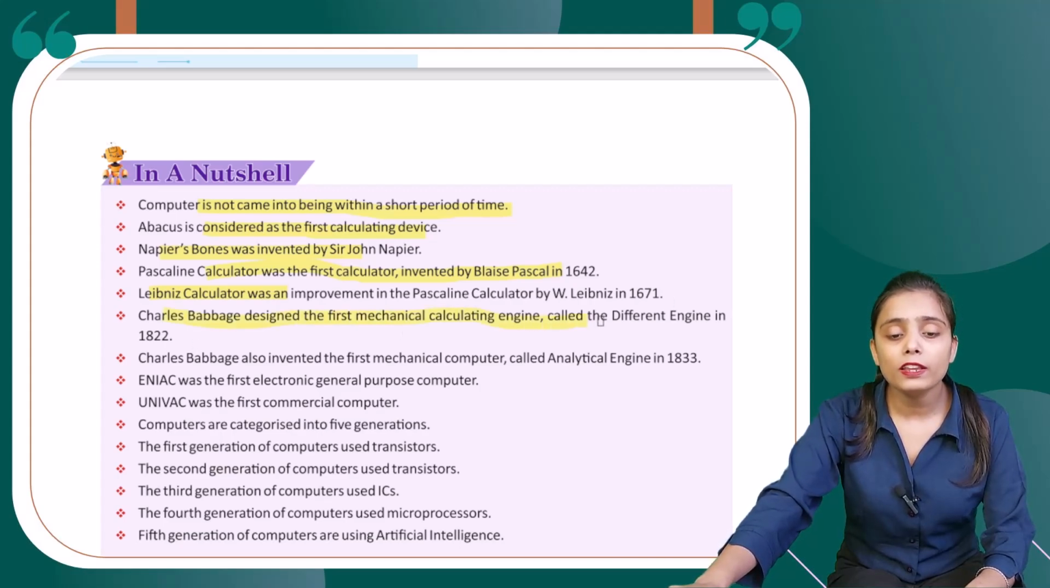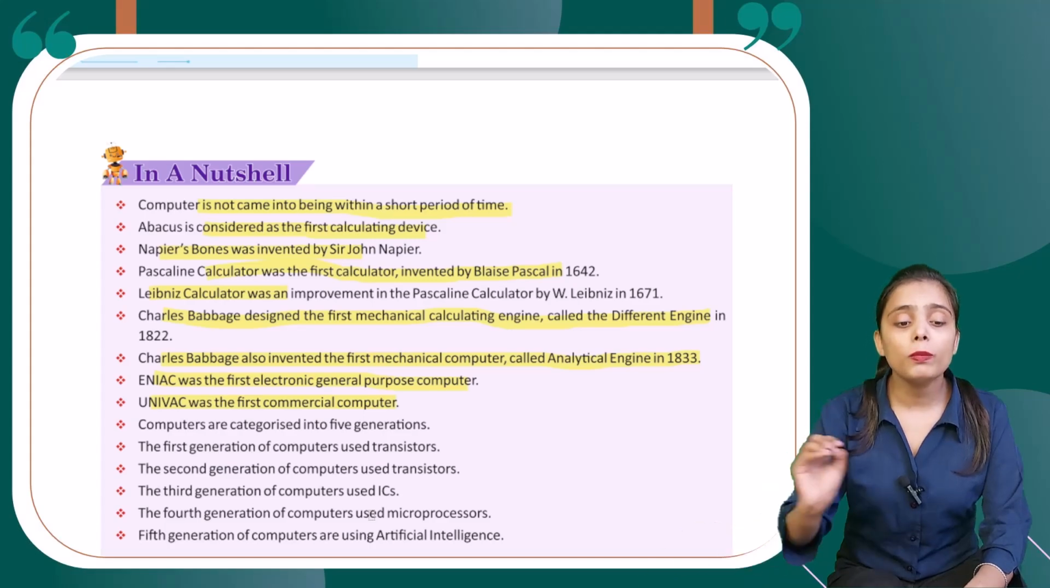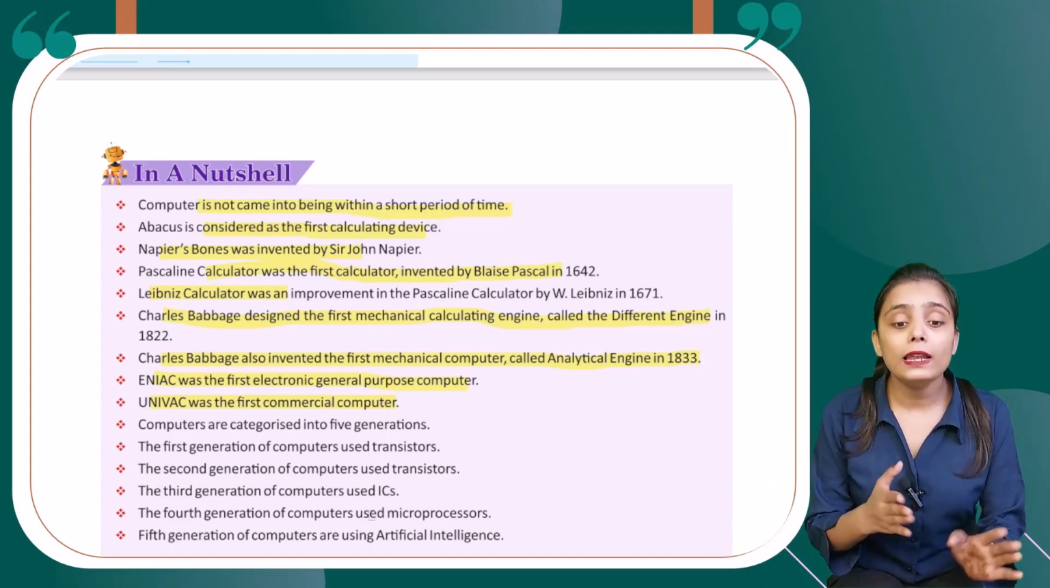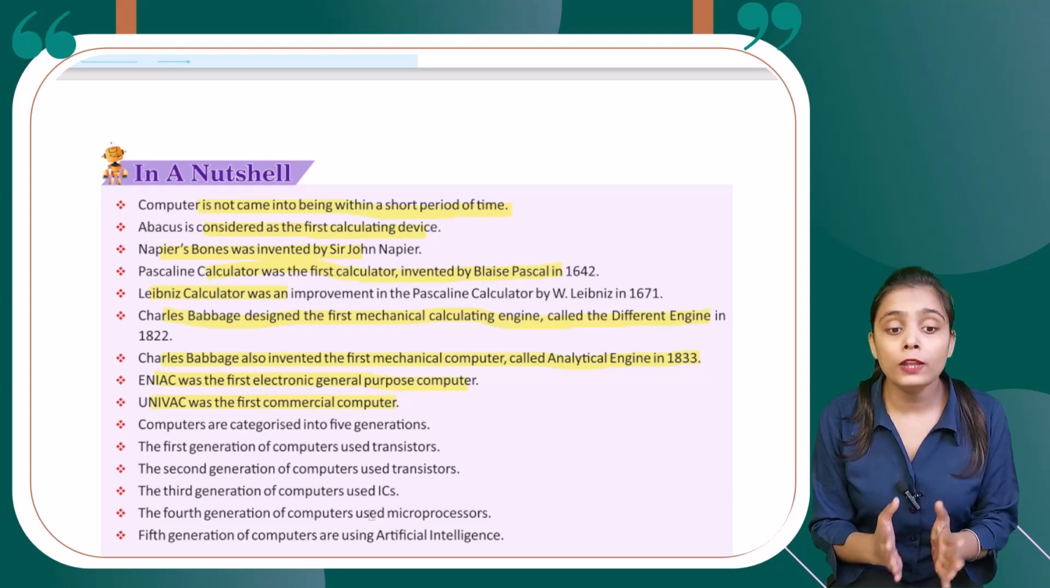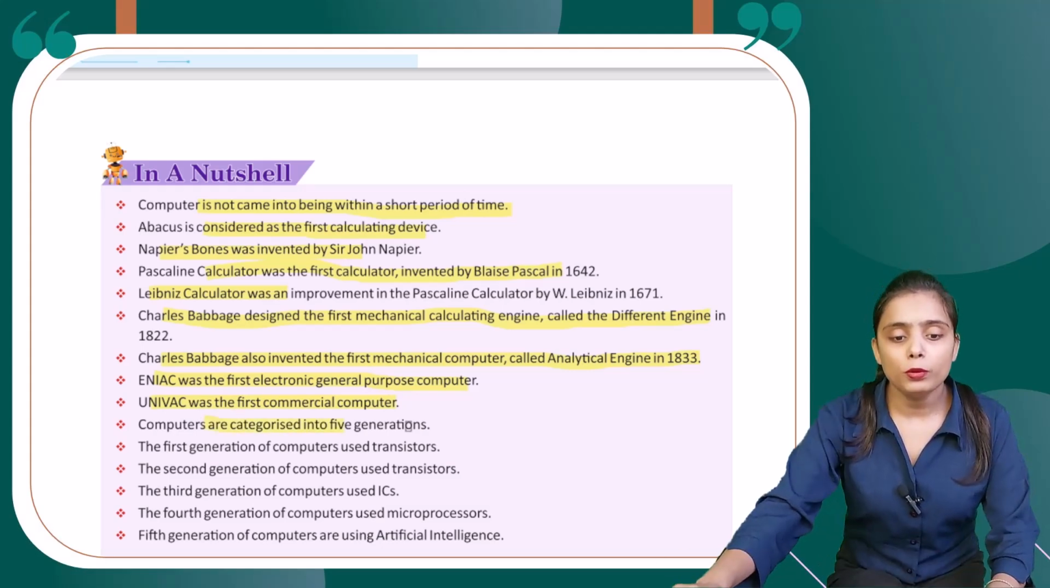Charles Babbage designed the first mechanical calculating engine called the Difference Engine, not Different Engine, in 1822. And Charles Babbage also invented the first mechanical computer called analytical engine in 1833. Now, ENIAC was the first electronic general purpose computer. UNIVAC was the first commercial computer. Okay, just remember it, children. ENIAC was the electronic general purpose computer and UNIVAC was the first commercial computer.